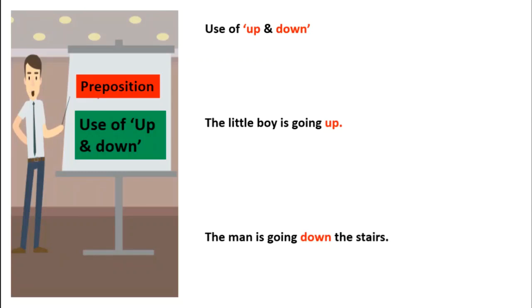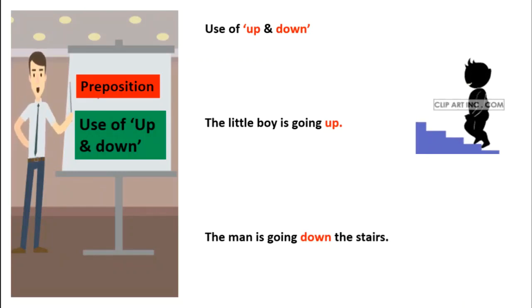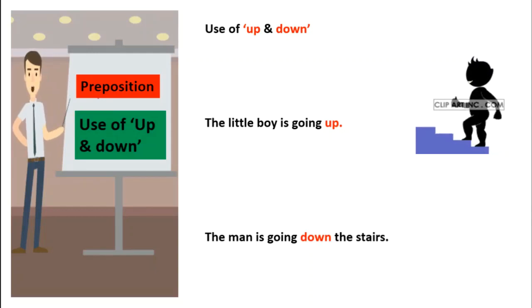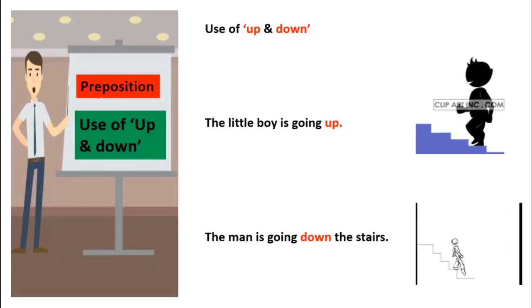Use of up and down. The little boy is going up. When someone or something goes up, we use preposition up, and when someone or something goes down, we use preposition down there. The man is going down the stairs.